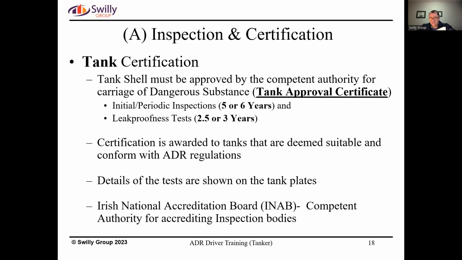Over then to the tanks, page 15. If you look at page 15, now we're talking about the specific tank itself. Each of the tanks needs to have testing done on it. And there are two types of tests, okay? There's the initial or the periodic test, and this is the top of page 15. And that's done every 5 or 6 years. And then there's what they call a leak-proofness test, and that's done every 2.5 to 3 years.